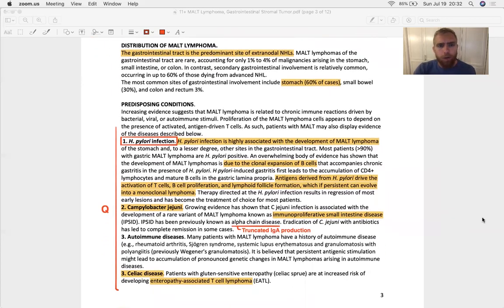Where do we find MALTomas? Well, mostly the GI tract. Again, you find MALT wherever your body is interfacing with the outside world and your gut has a lot of surface area. So this makes sense. The stomach is the organ affected in the majority of cases, followed by the small bowel. You don't tend to see colorectal lymphomas. If you do see cancers down there, then they tend to be related to polyps, precursor lesions.